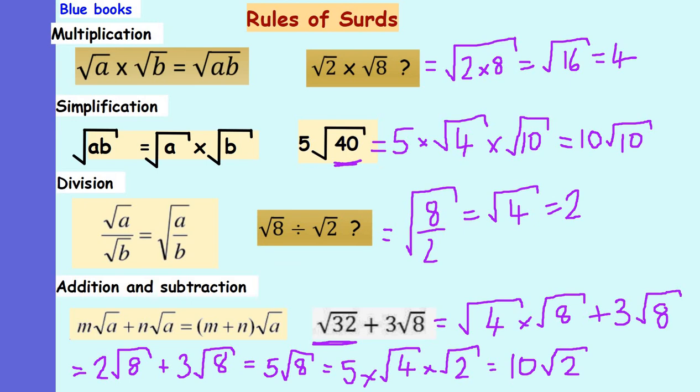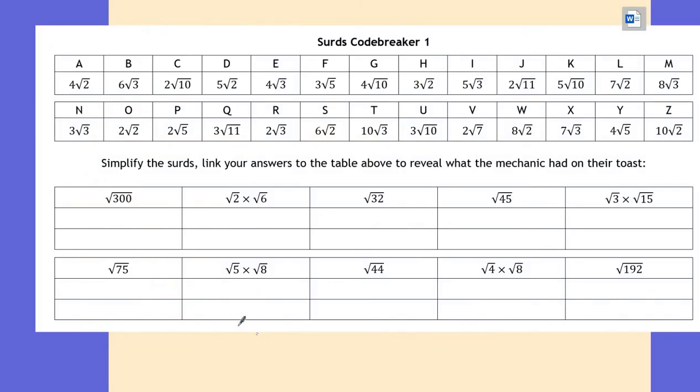Please pause the video for 5 minutes and have a go at this code breaker for me. Simplify the surds at the bottom using the laws we've just been through and find your answers in the top code breaker. That's going to give you a letter, and if you arrange the letters in the right order, that will reveal what the mechanic had on their toast. Pause the video now.